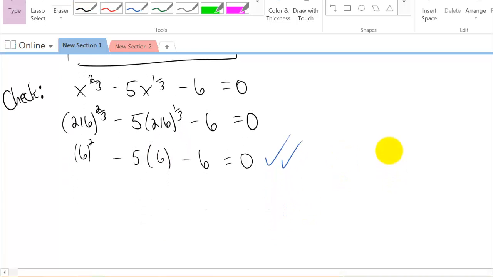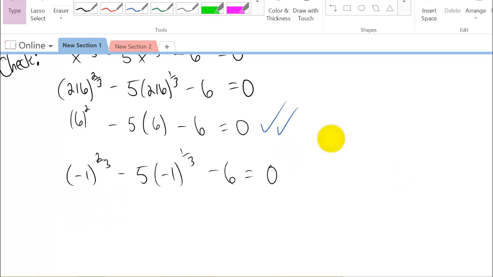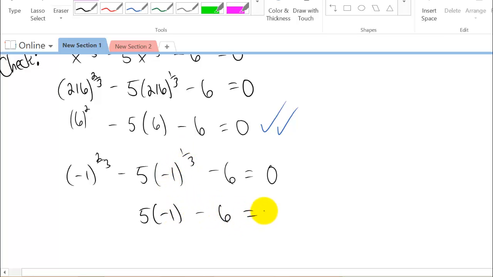Now let's plug in -1. That was our other solution. And the question is, what is the cube root of -1? The answer to the question is actually still -1. The reason being, if you took -1 and you cubed it, you would get -1. I know I'm saying -1 a lot, so that probably became pretty confusing there. But the cube root of -1 is still -1.